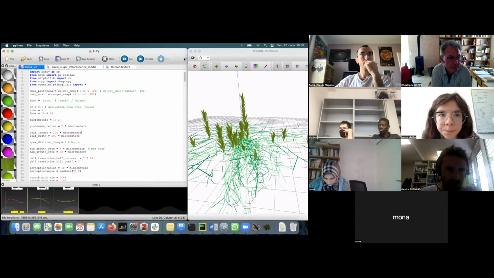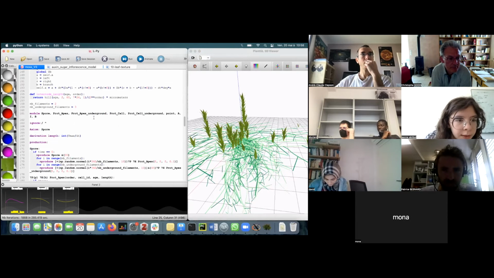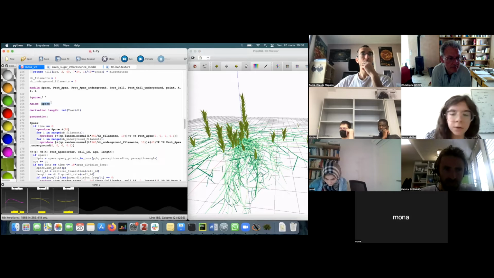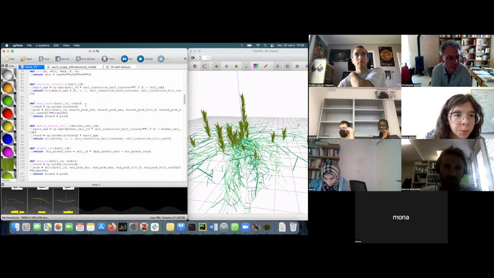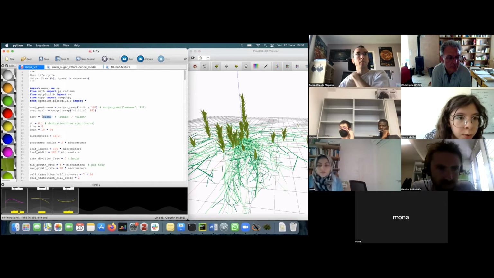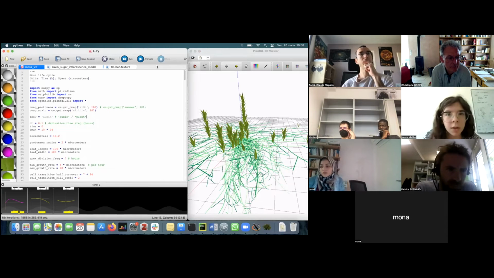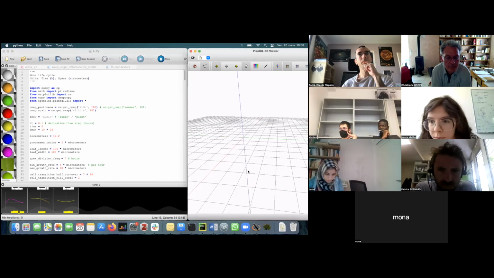I can show you if I switch the axiom directly to a gametophytic apex. So you're not going to see any protonema. And instead of showing the plant and the leaves, I'm going to show the auxin concentration. Then you're going to see how it works.